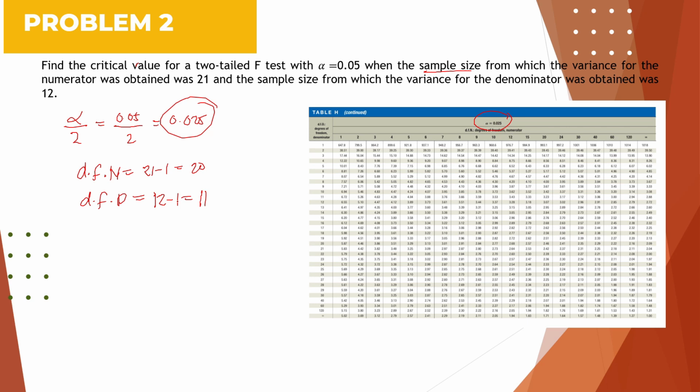So if we look at the table using this 0.025, our dfn here is 20, the numerator, paired with 11. This one, 3.23. So therefore, our critical value for this case is 3.23. So that's it on how to find the critical value using the F table or F distribution.